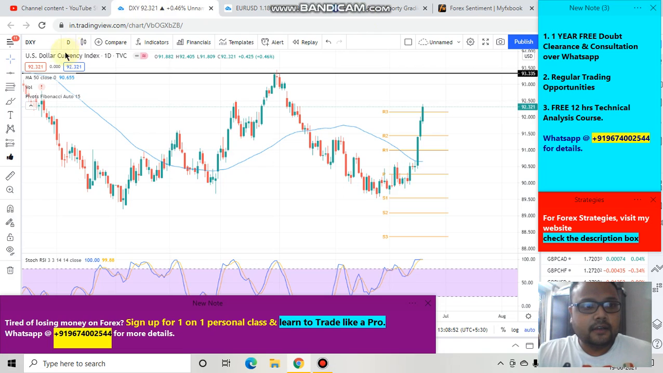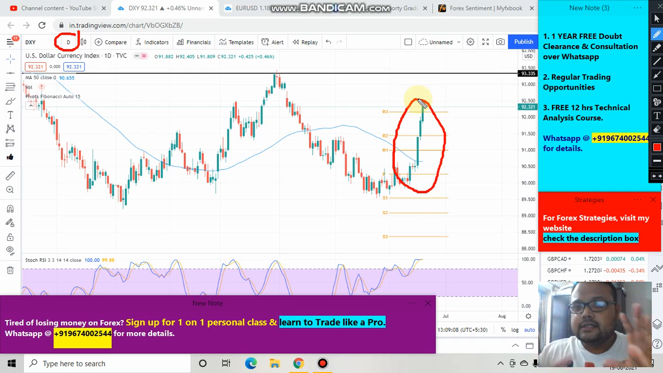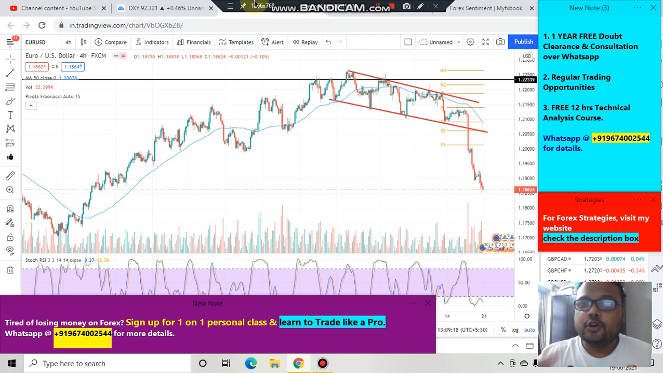And this is the US dollar index. This is the US dollar index chart, and you can see that the US dollar index chart is so much bullish. This is the daily time frame, and just look at the buying pressure. You can just imagine how strong the bulls were. And if I take you to the Euro USD chart now, then you can see that the Euro USD chart is just the reverse here.